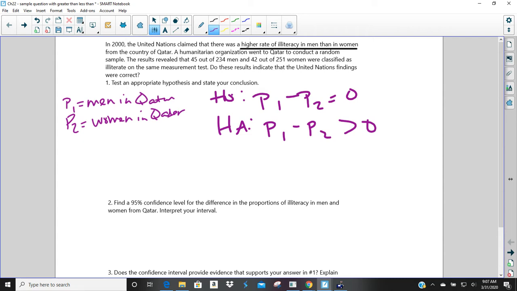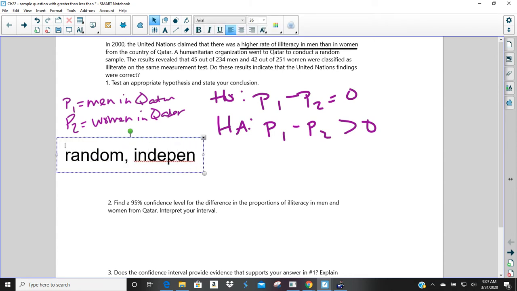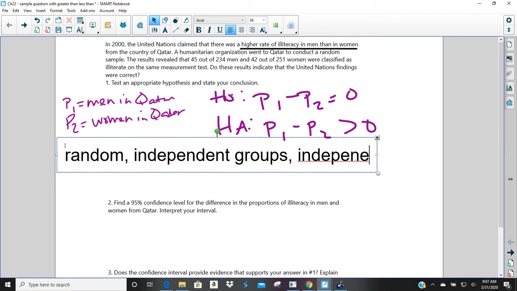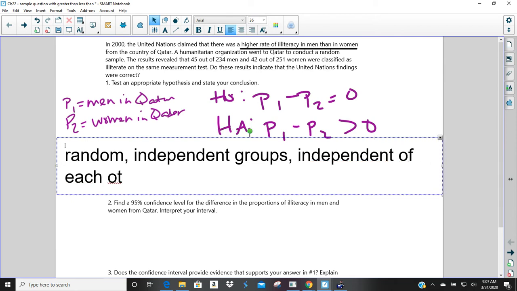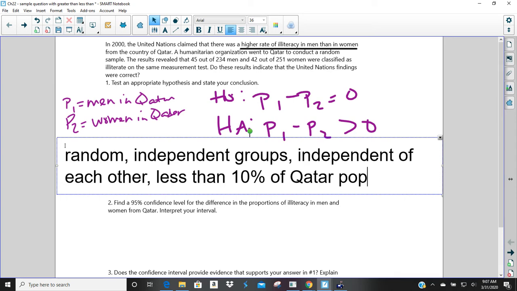Okay, so let's talk about the assumptions and conditions. We have random. We have independent groups because they're men and women, independent of each other, each person. It is certainly less than 10% of the Qatar population. And the success-failure condition, np and nq.